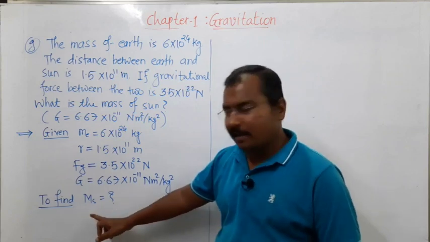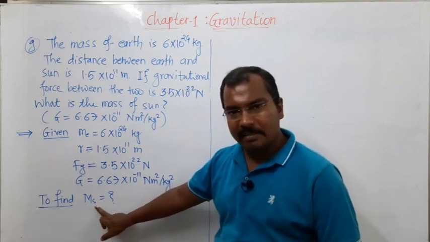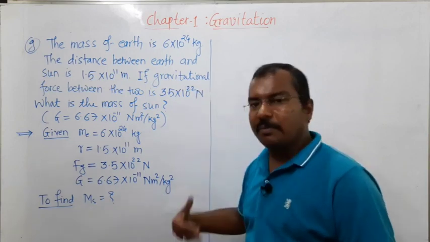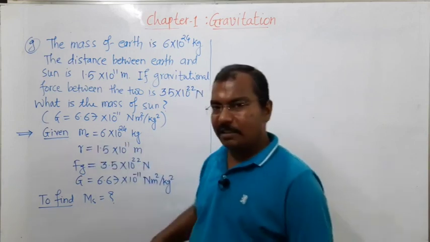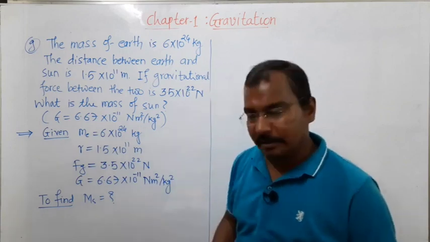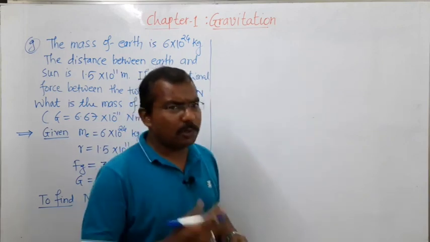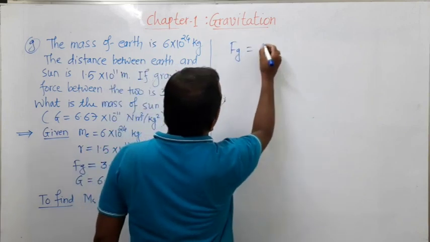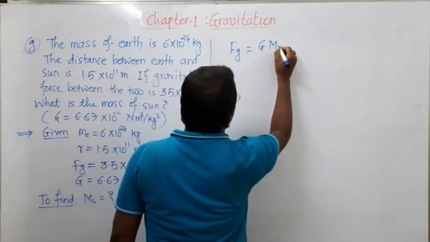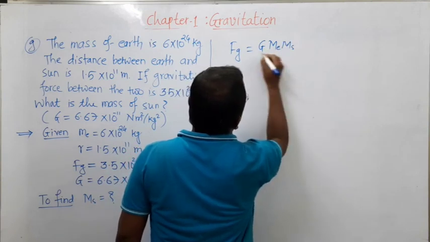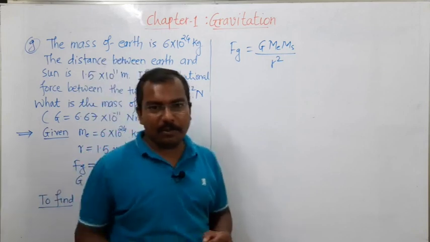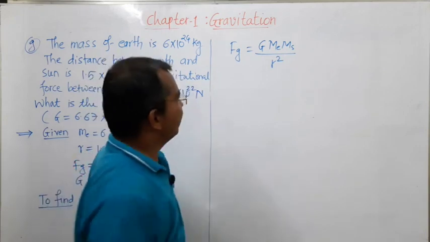We have to calculate the ms. The subscript s stands for sun. ms, mass of the sun. me, this is not me, this is mass of earth. Okay, so the formula is Fg is equal to G times mass of earth into mass of sun divided by r square. So let's put the value of all the given things.